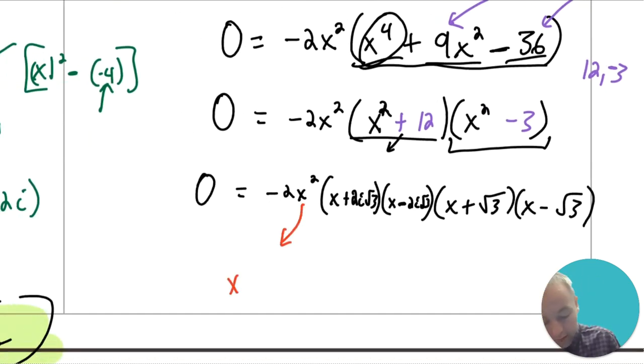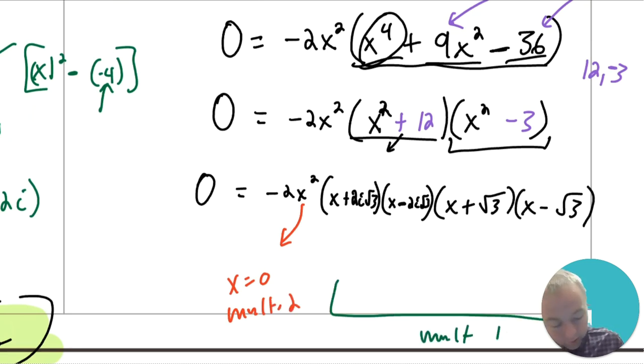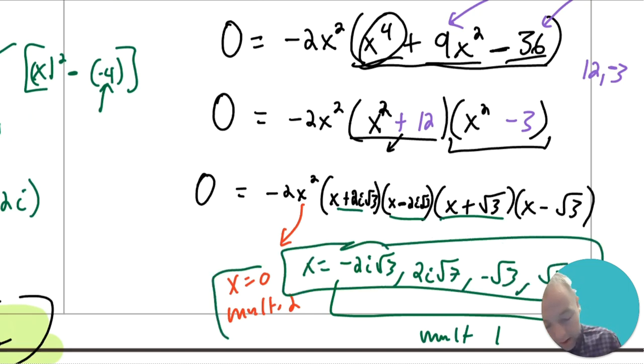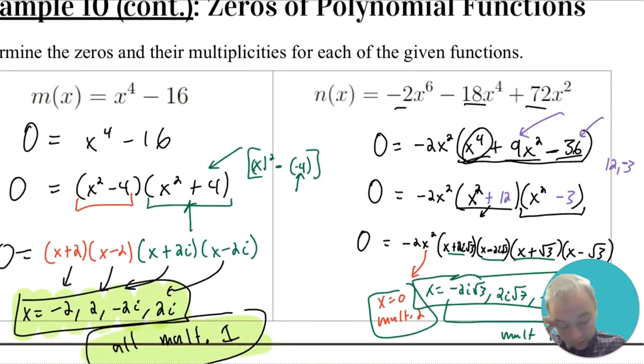So right there, you're going to have x equals 0 of multiplicity 2. And then the rest of these are all going to be of multiplicity 1. You're going to get negative 2i square root of 3, and you're going to get positive 2i square root of 3, and negative square root of 3, and then square root of 3. So 4 zeros there, and then a zero at 0 happens twice. Yeah, those are going to be all the zeros.